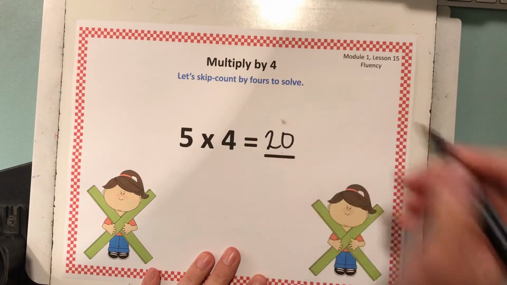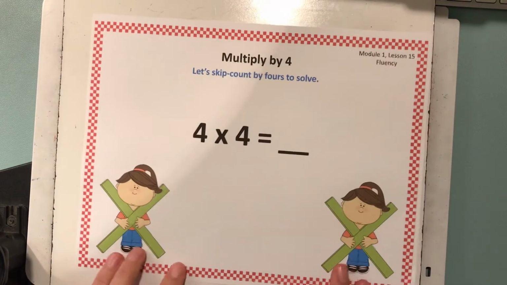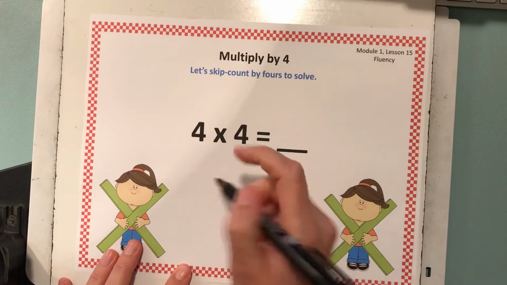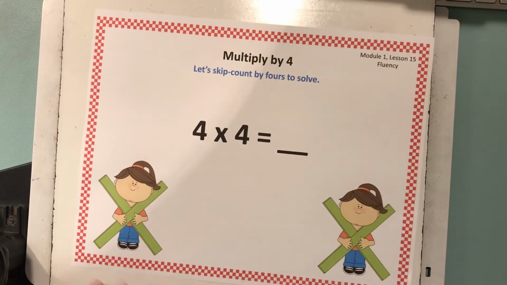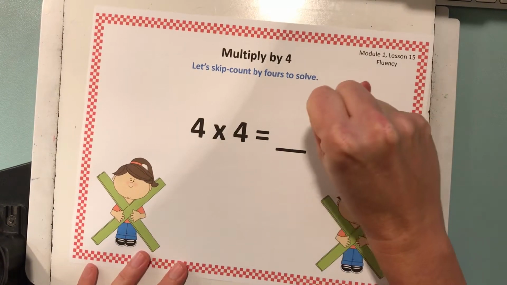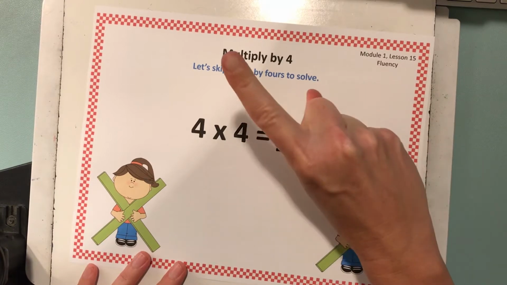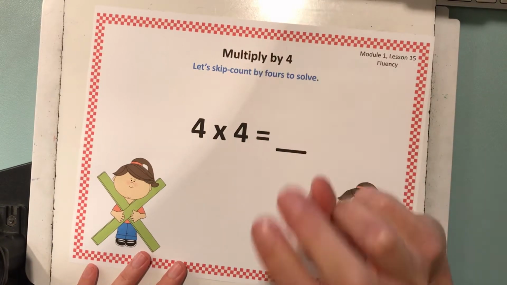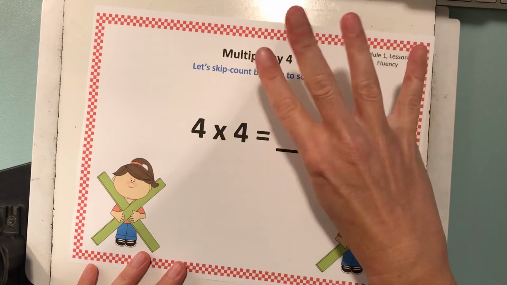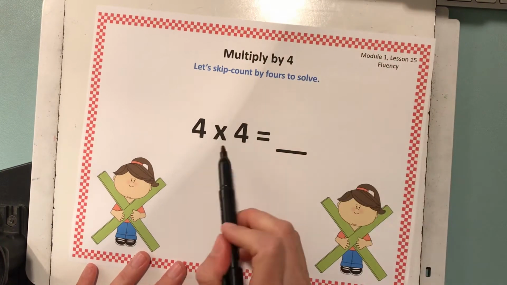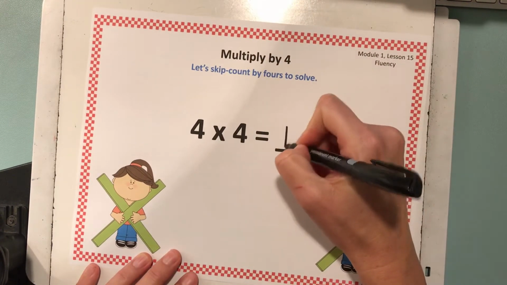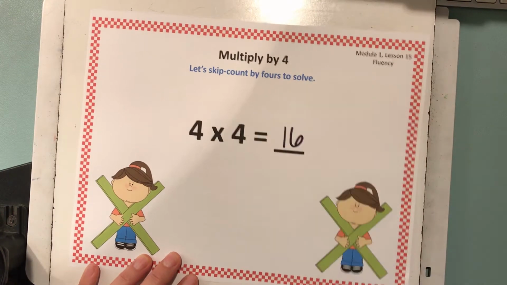All right, now let's skip count by 4s again, but we're only going to skip count it 4 times. All right, here we go. Everybody take a fist. 4, 8, 12, 16. So 4 times 4 is 16.